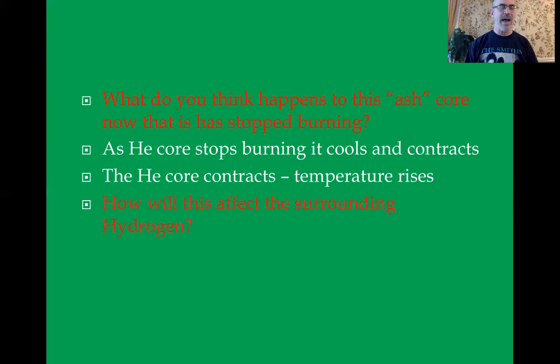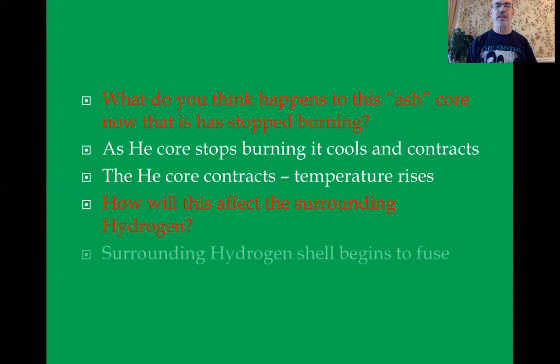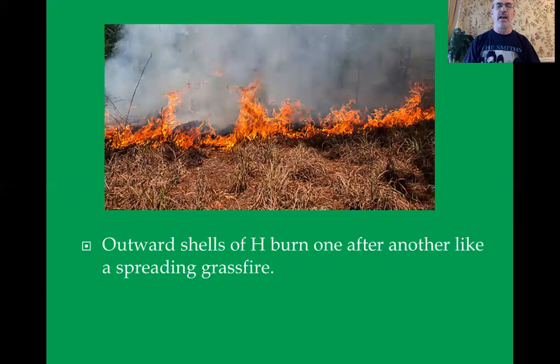And what will happen then is that as this helium core contracts, it's going to get hot enough that sort of like the surface of the helium core can get hot enough to actually fuse the hydrogen that comes into contact with it. Okay, so you'll have just little shells of hydrogen surrounding the core, sort of one by one, beginning to fuse. And it's almost like a spreading grass fire. You'll have a fire, and then a little more grass burning, and a little more grass burning, and it'll sort of move outward like that.